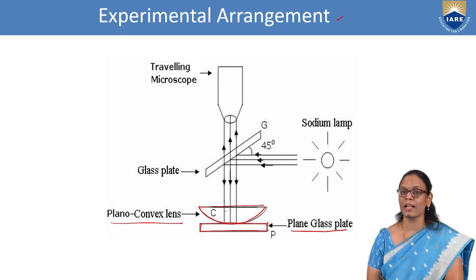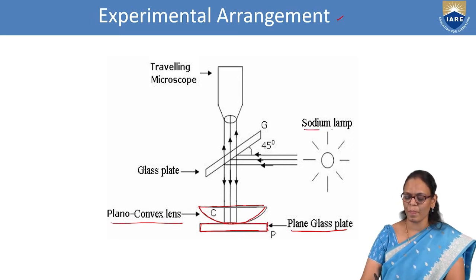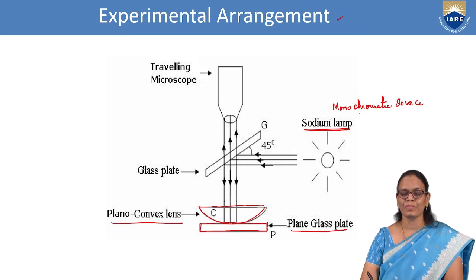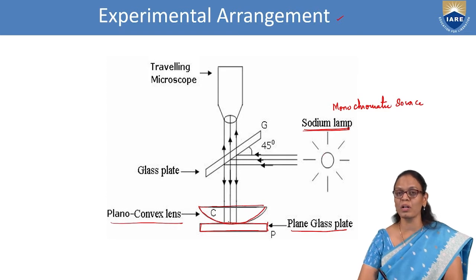To get the light to fall onto it normally, we have a source. The source we take here is a sodium lamp. Sodium lamp is a monochromatic source. Monochromatic means light of single wavelength. So we are taking light of single wavelength and this light is allowed to fall on this setup normally.